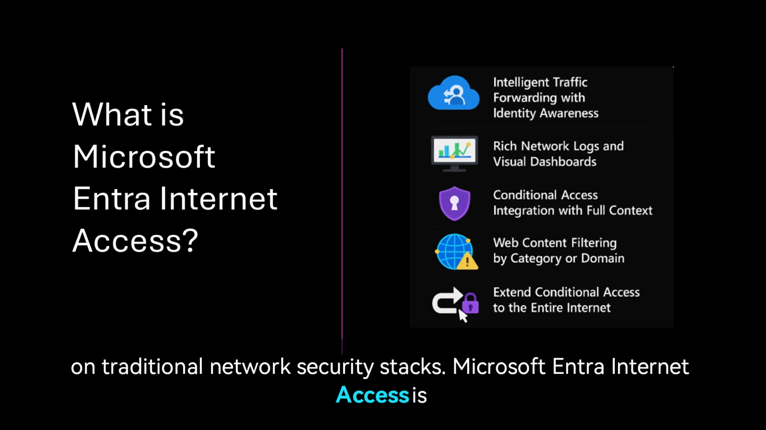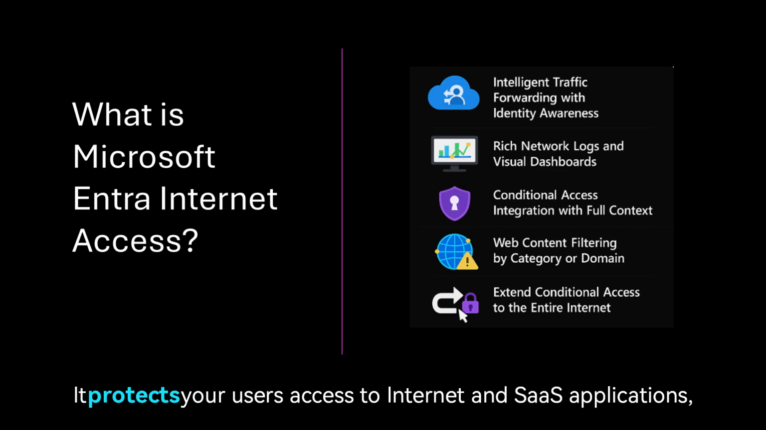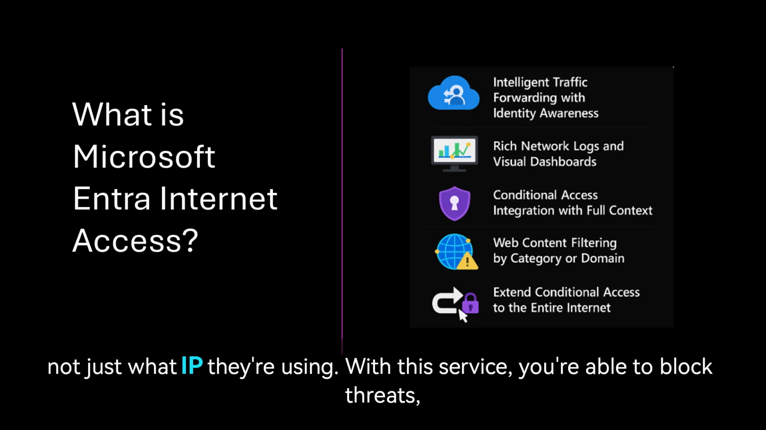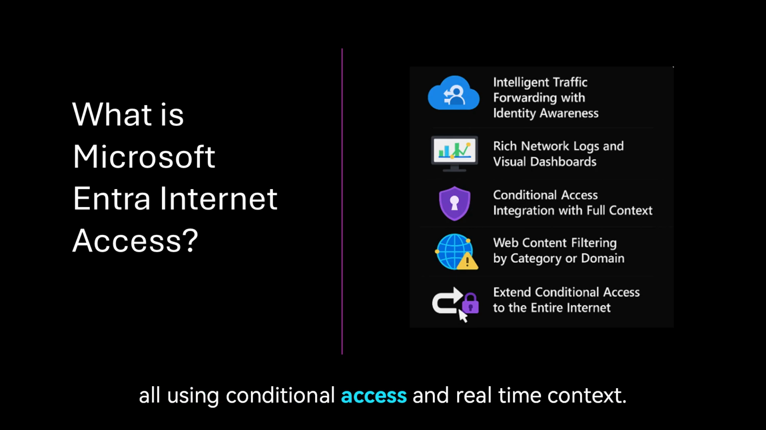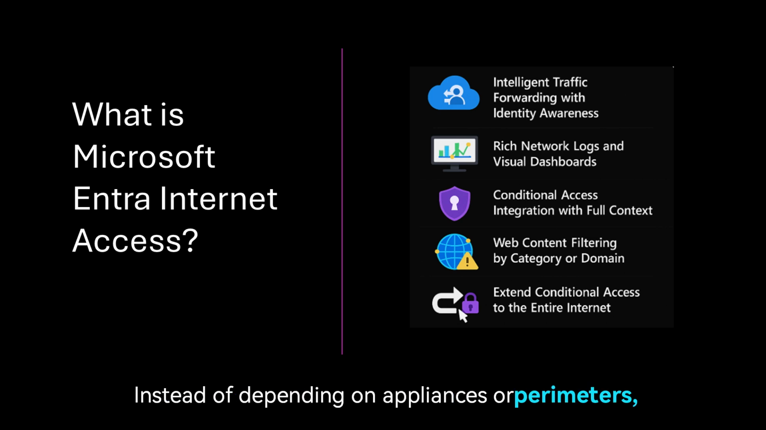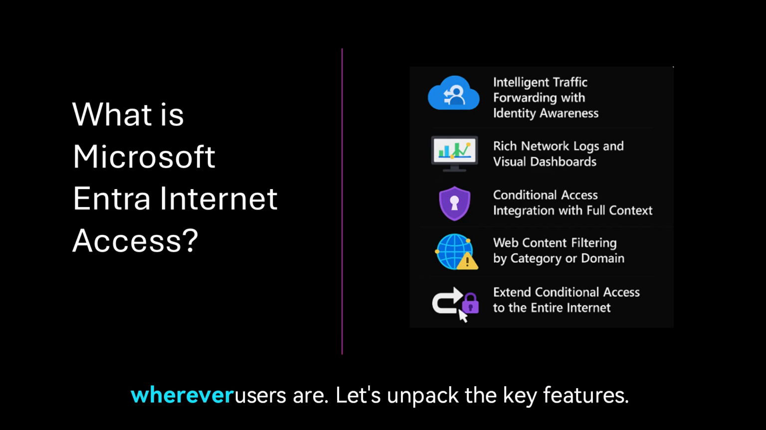Microsoft Entra Internet Access is a secure web gateway, SWG, built on identity. It protects your users' access to internet and SaaS applications, applying security policies based on who the user is, not just what IP they're using. With this service, you're able to block threats, filter unsafe content, and control outbound traffic, all using conditional access and real-time context. Instead of depending on appliances or perimeters, you use Microsoft's cloud-native, globally scaled network to enforce security wherever users are. Let's unpack the key features.